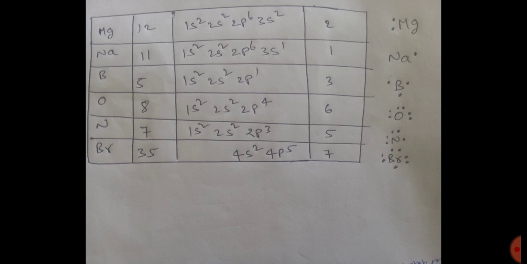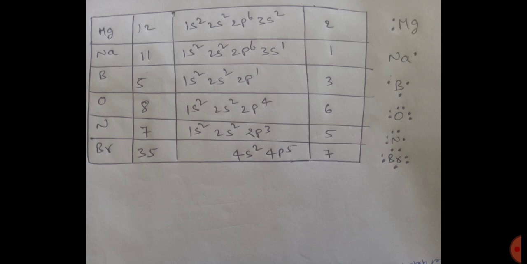Similarly sodium. What is the atomic number of sodium? 11. The electronic configuration is written as 1s2, 2s2, 2p6 as well as 3s1. The last shell, 3s1, has 1 electron. So sodium has only one valency, and it is written as sodium with 1 dot.